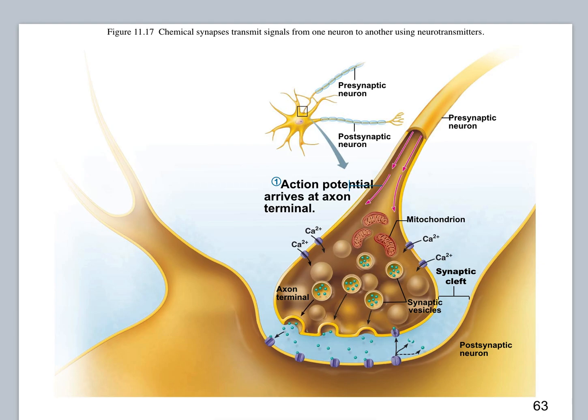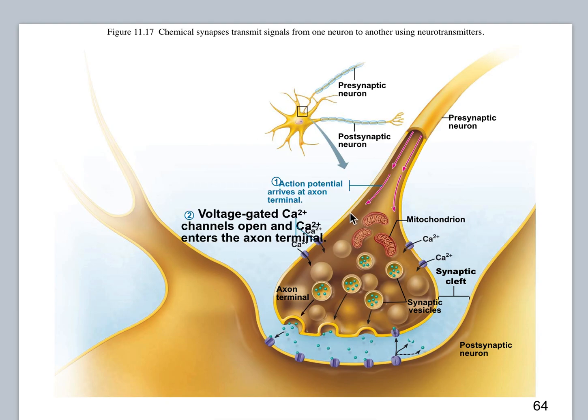Here is a slide that should look familiar. This is almost identical to the slide of the neuromuscular junction that we talked about in the muscle tissue lecture. So this is the presynaptic neuron. This is the postsynaptic neuron here. So the presynaptic neuron, this is an axon of a presynaptic neuron. An action potential travels down this neuron and arrives at the axon terminal.